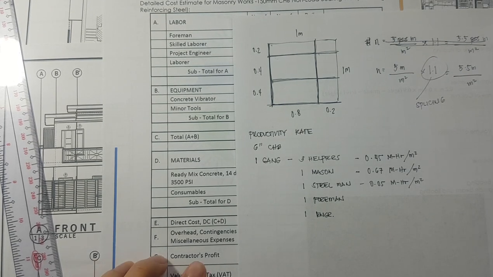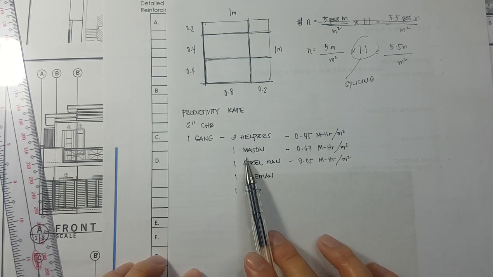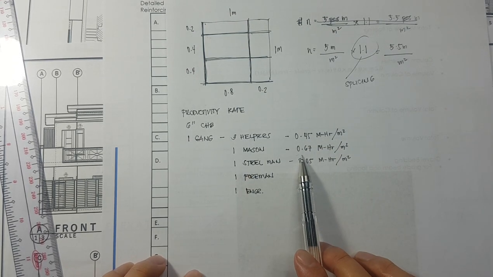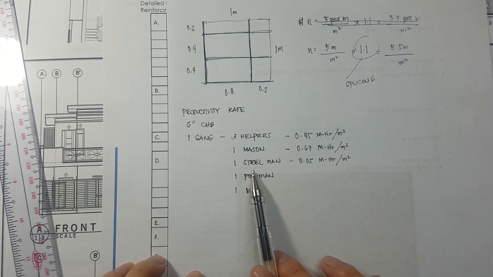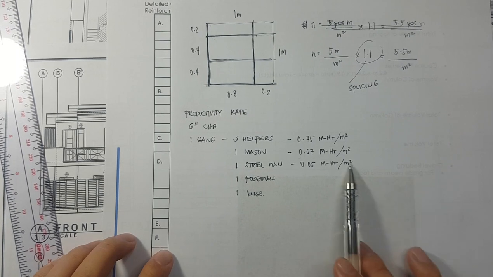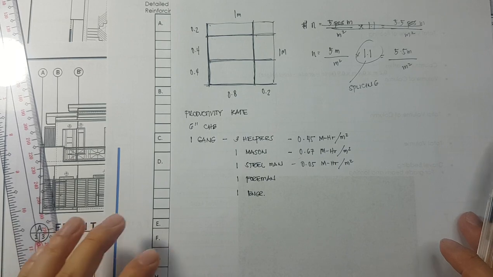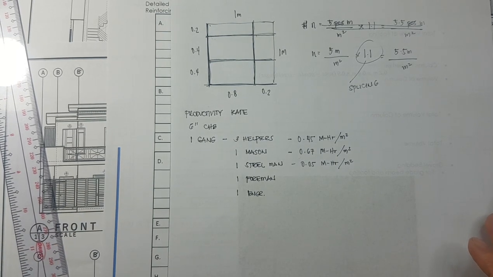0.05. Okay, so we have here the productivity rate. For the helper, 0.45 man-hour per square meter. Mason, 0.67 man-hour per square meter. Steelman, 0.05 man-hour per square meter. And this is for 6-inch CHB. Iba rin naman sa 4-inch, iba rin naman sa 8-inch like what we have showed a while ago.